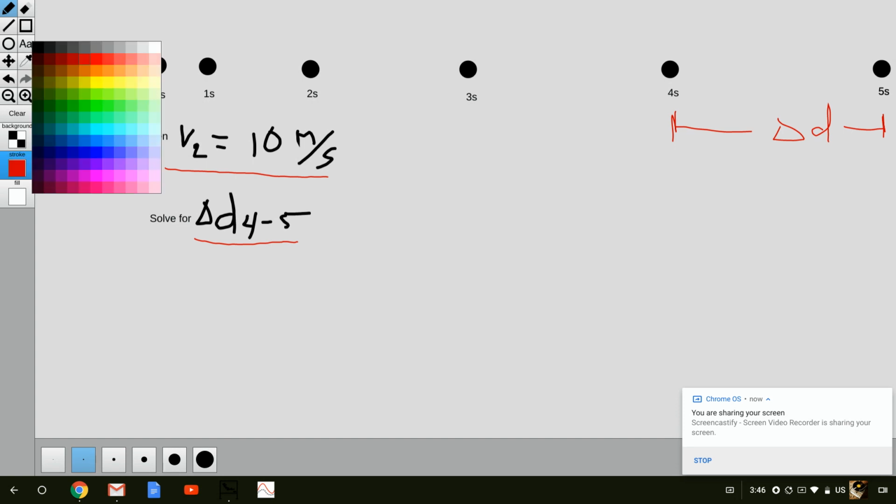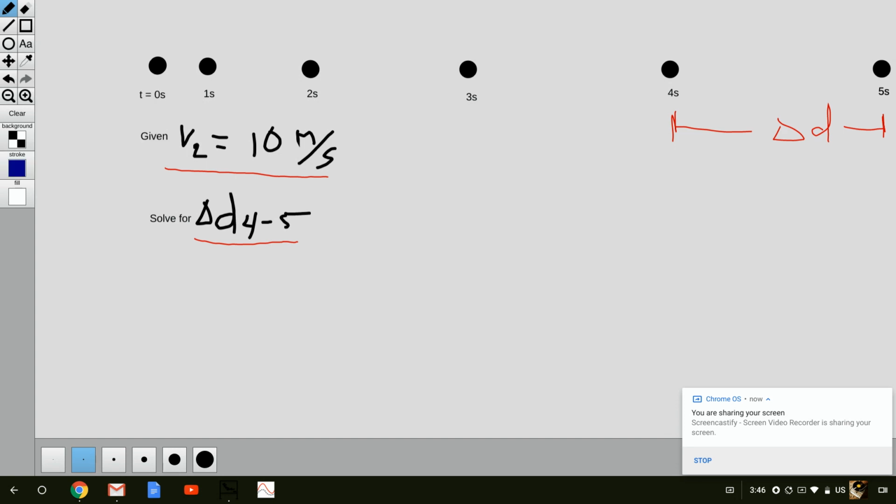Well, first of all, the strategy is always find A and X first. Now you remember X is the displacement from 0 to 1. That is X. If you recall that this is X, this is 3X, this is 5X, this is 7X, and this is 9X. And that'll come into play here in a little bit.